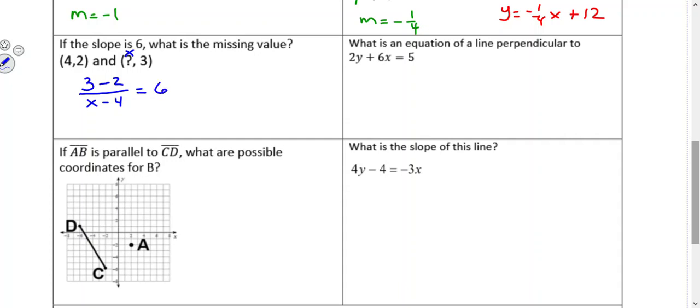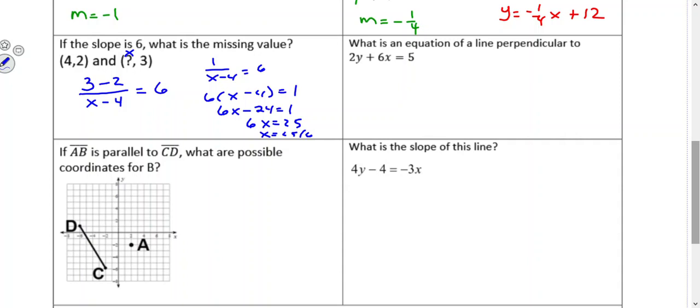Before we can do a little bit more simplifying, let's see if there's any numbers we can put together. So 3 minus 2 is 1 over x minus 4 equals 6. From here we can cross multiply and figure it out. We would have 6 times x minus 4 equals 1, or 6x minus 24 equals 1. That would give us 6x is 25. And then we would divide by 6 and we would get 25/6, that's our missing value.